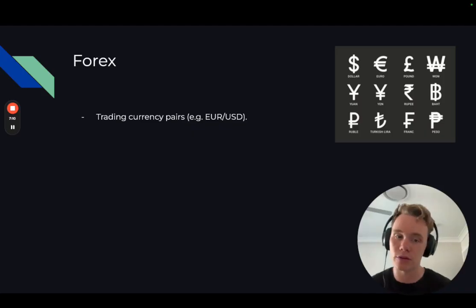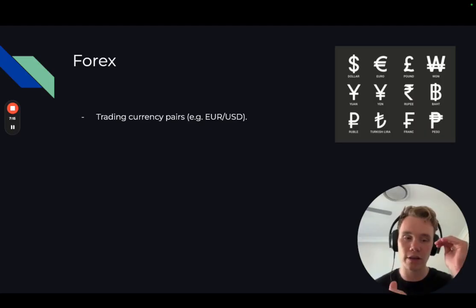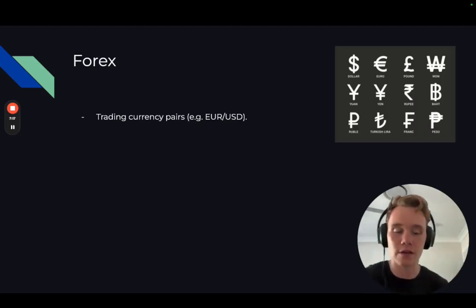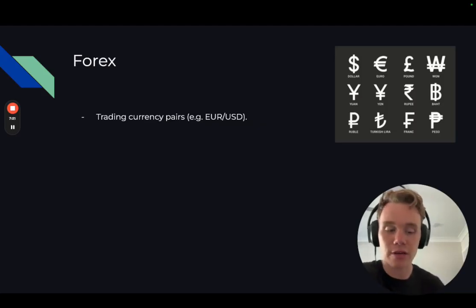For example, the euro to the US dollar, or the Aussie dollar to the Japanese yen. You're trading the strengthening and the weakening of each of the currencies relative to each other, and that's how you get the exchange rates. And we're playing the different exchange rates.